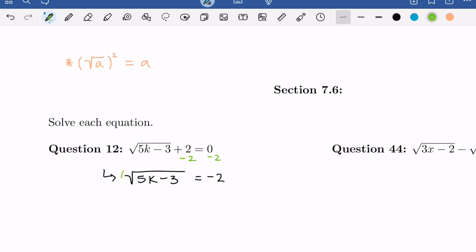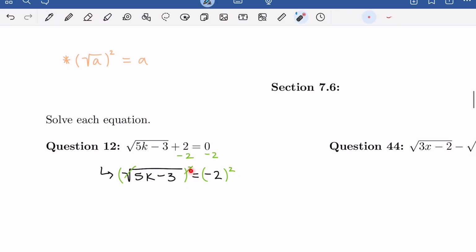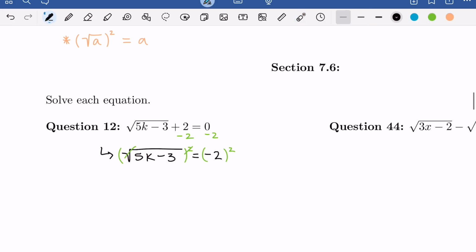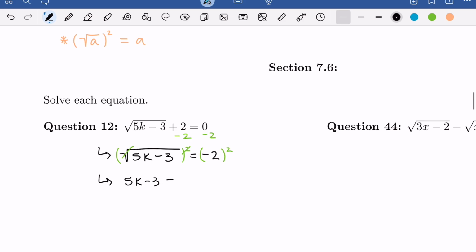So we want to square root both sides to get rid of our radical. Now, if we were to square root both sides of our equation in this form here, before we subtracted 2 on both sides, this would get very messy. So, in this case here, our square root and our power 2 here are going to cancel each other out. So we're just left with 5k minus 3 on the left-hand side of our equation. Now on the right-hand side here, we're going to be left with 4.